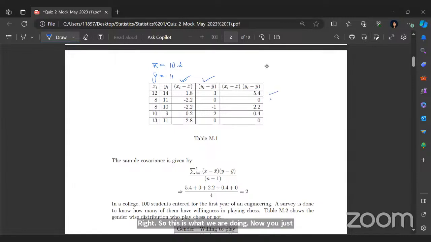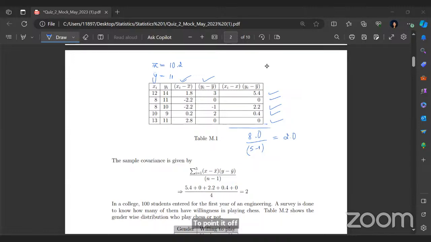So 5.40, 2.2, 0.40, right? So add everything. So when you add everything, what do you get? 4, 5, 6, 6, 4, 10, 1, 5, 6, 7, 8, right? So 8 divided by 5. Oh, sorry, 4 minus 5 minus 1, right? Because sample covariance you want. So if you have to find the sample covariance, you need to divide it by n minus 1. So this gives you 2.0.